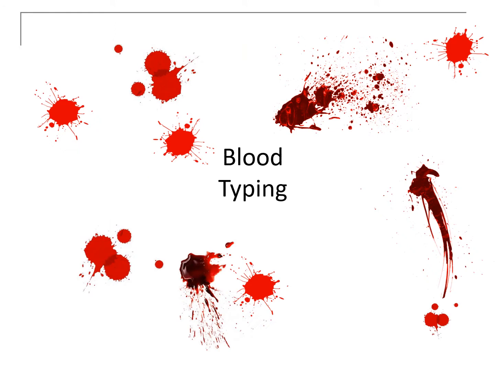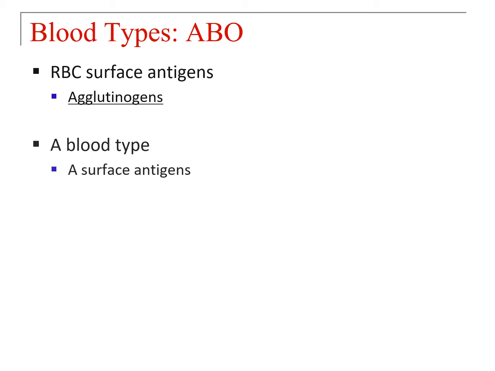Okay, so we're going to take a look at blood type next. So you've got two main systems for blood typing, ABO and Rh. And let's take a look at ABO first. And so basically A and B are red blood cell surface antigens, and these get called agglutinogens because of the agglutination reaction, which we'll see in a few slides, that happens when you have mismatched blood donation.